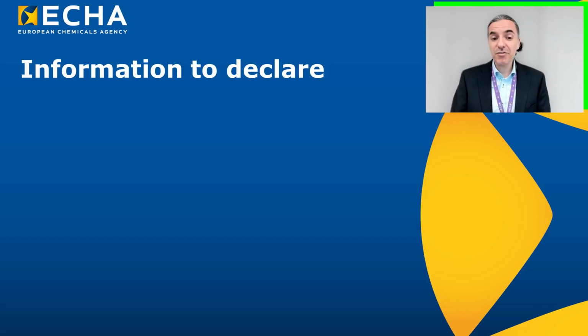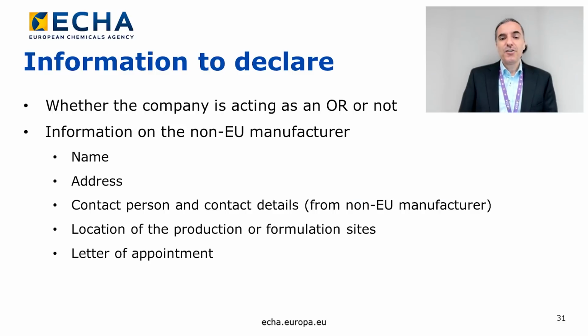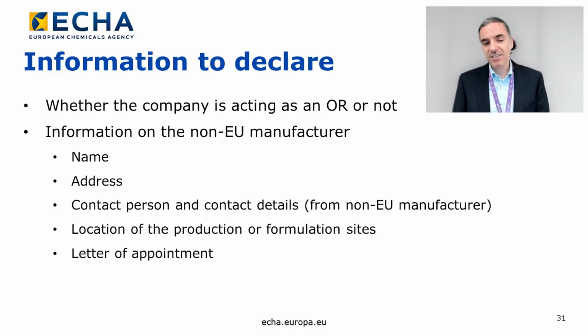So on the information to be declared. First of all, it's whether the company is acting as an only representative or not. Once you have selected, for example, that the company is acting as an only representative of a non-EU manufacturer, then you have to provide some information on the non-EU manufacturer you are representing. So the name of the company, the address. Also, you have to identify one contact person and the contact details of this person. And here I would like to stress that this is a contact person from the non-EU manufacturer.